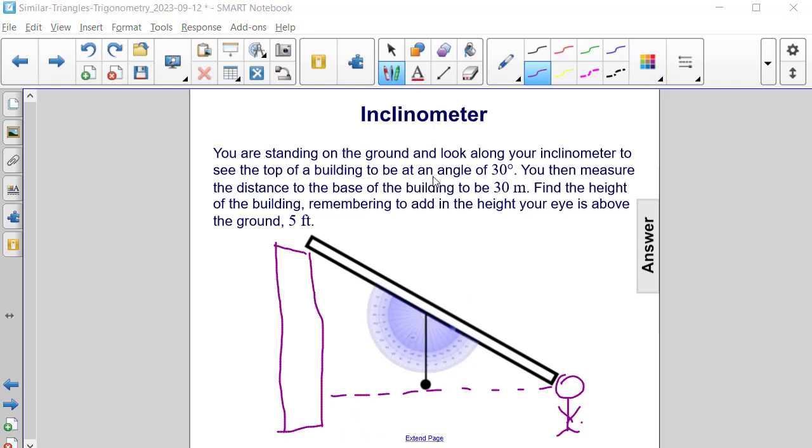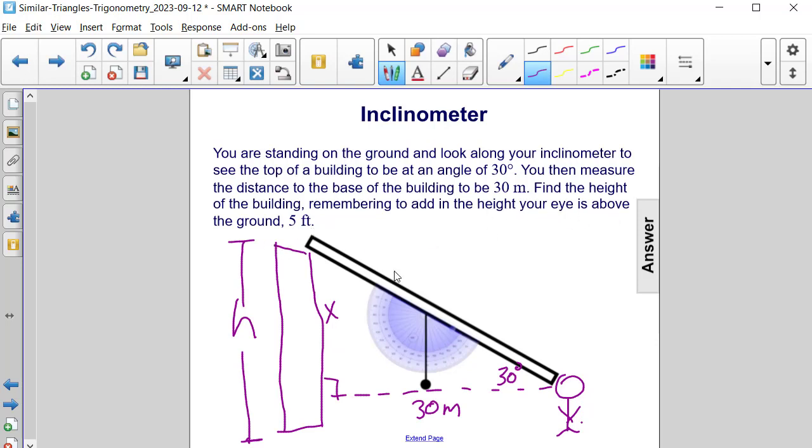We're told that the angle between the horizontal and their line of sight, or the angle of elevation, is 30 degrees. And the distance to the base of the building is 30 meters. So this is 30 meters. Here's a right angle. Find the height of the building. We need to find this total height here, which is actually going to be this unknown value x here, plus the height of this person, or the height of their eye above the ground.